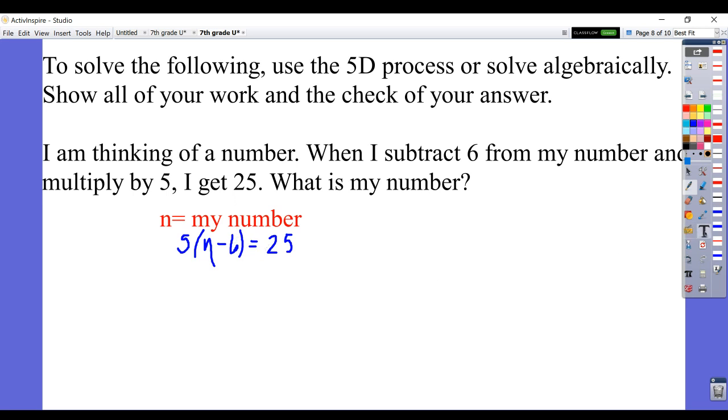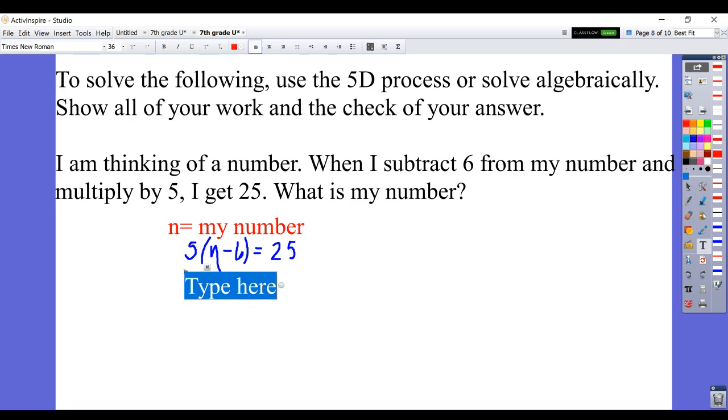What's my number? So I'm going to solve this algebraically, but again, you could do it with 5D. Just make sure you're showing all your steps or you won't get full points. All right, so the first thing I'm going to do here is use the distributive property. So 5n minus 30 equals 25.